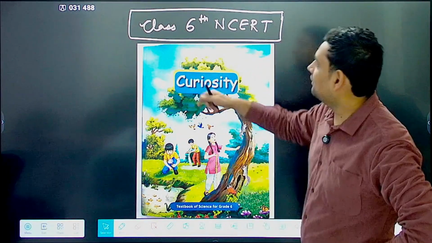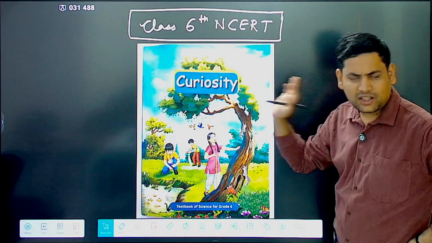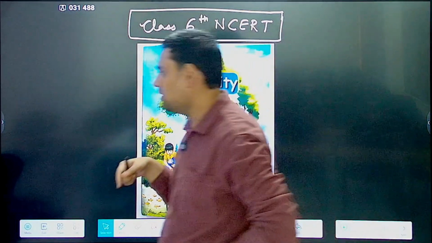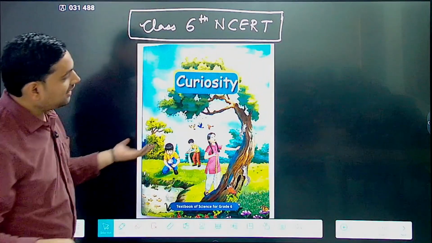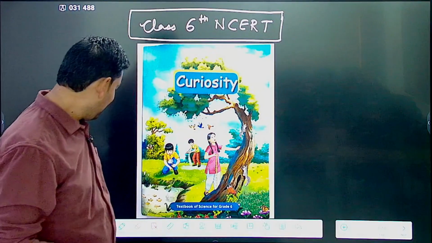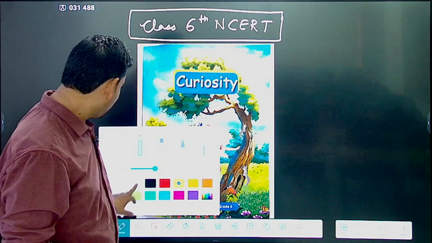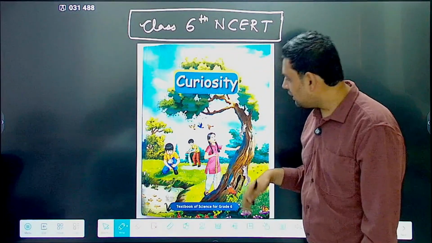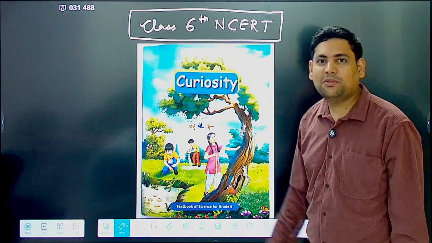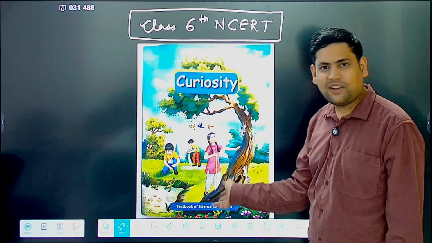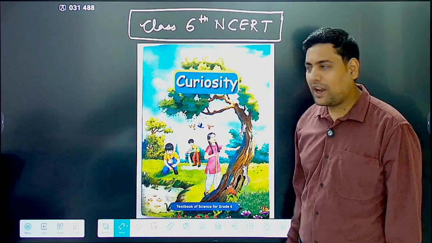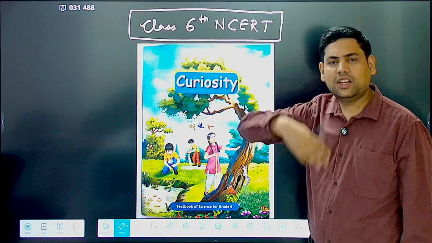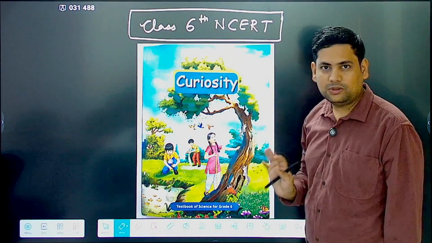Now, first thing. So this is class 6 NCERT that we'll be starting from. You can see this cover, curiosity. Hopefully you also have this book, curiosity. The book is very cheap. If you want to buy, it is like I think 65 rupees. So if you want to buy, you can buy, but otherwise I am covering the entire book for you.